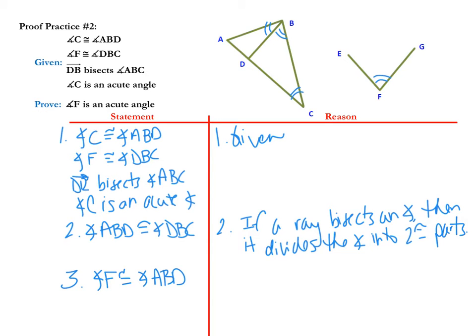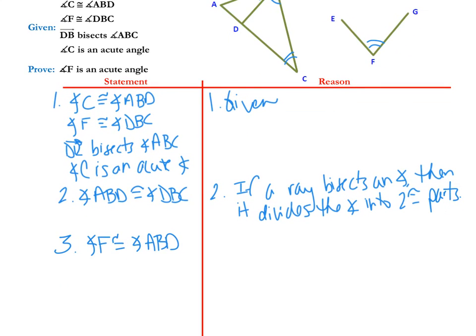How did we get that? Well, F is congruent to DBC and DBC is congruent to ABD. So make the connection. Angle F is congruent to angle ABD. This is by the transitive. I can also say that now angle C is congruent to angle F. How did I get that? Again, by the transitive property.